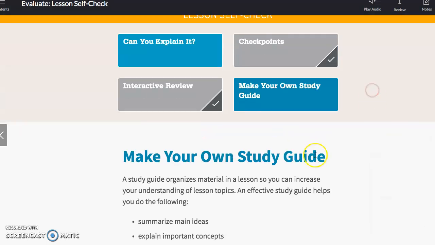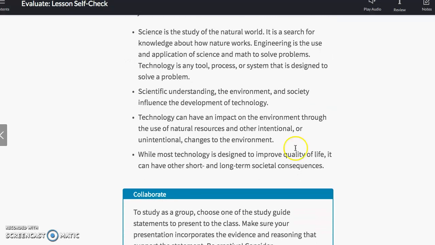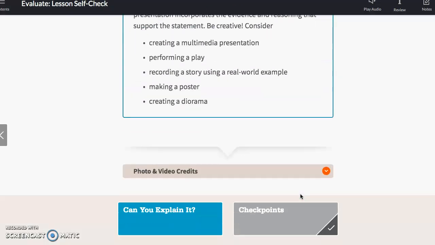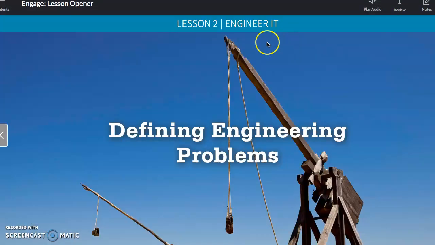Okay, so if you're making your own study guide, that's going to be individual, and the different statements you're going to write and collaborate on your own. So we're not going to be doing that together. That's going to be everything for lesson 1.